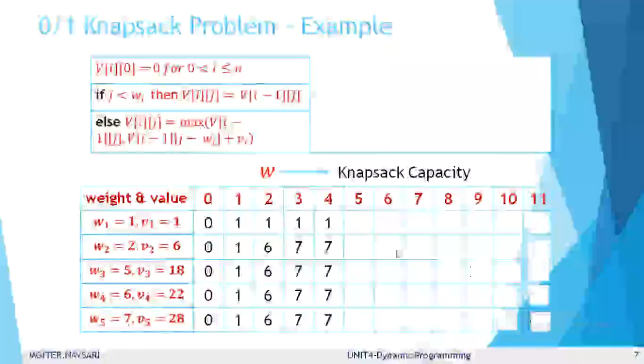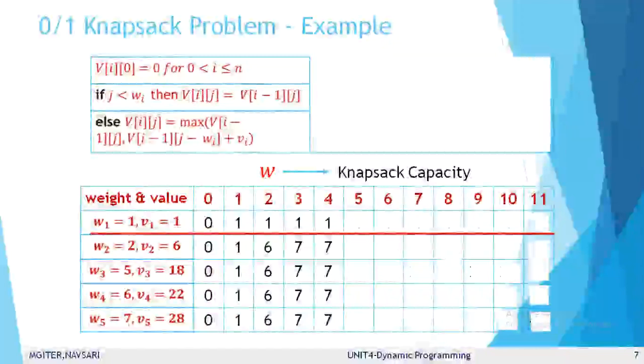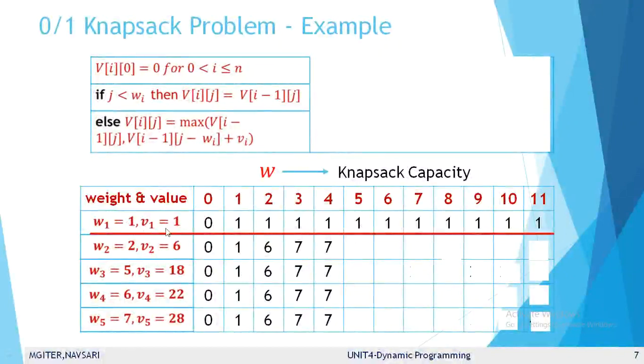Now in column number 5, in row number 1, we have one item with the weight of 1 kg and the value of that item is 1 rupee. So here we write 1. Similarly, the capacity of the bag is 6, 7, 8, 9, 10 and 11, but in the first row we have only one item. So we include only one item in the bag and the value of that is 1. So here we write 1, 1, 1, 1.